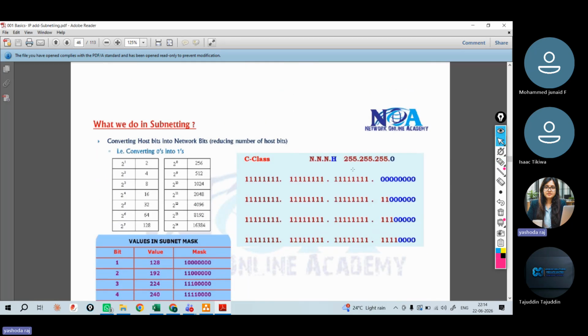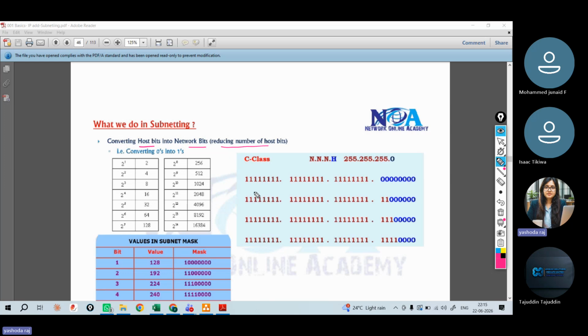Now, the question is, we understood what subnetting is. Subnetting is helpful for minimizing the wastage of IP addresses and it also controls the traffic. These are the benefits of subnetting. But what changes are we going to make, and how are we going to do the subnetting? This is the challenge. In subnetting, we convert host bits into network bits, which reduces the number of host bits.